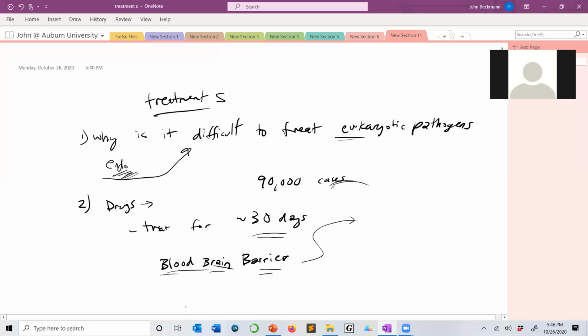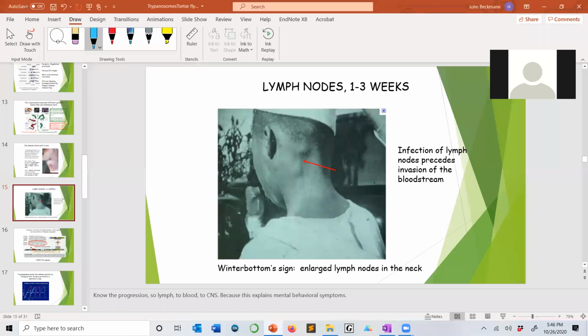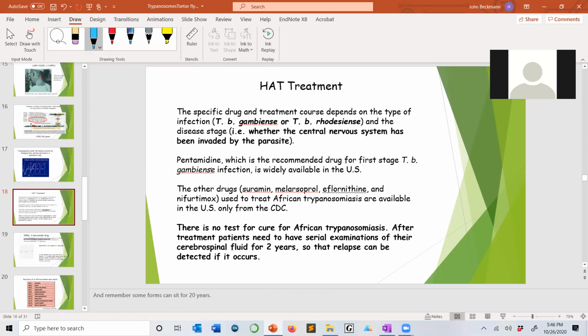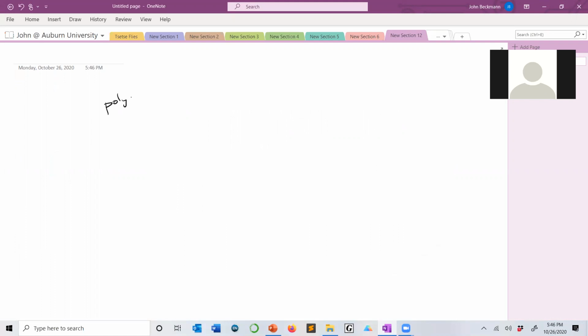So the drugs that we do have, you don't need to memorize this. I think here's the name. I don't memorize these names. Pentamidine, but I do kind of know the mechanism. The mechanism of this drug is that it messes with polyamines. Polyamines are charged chemicals in our bodies that our cells make, and they have a role in stabilizing DNA.